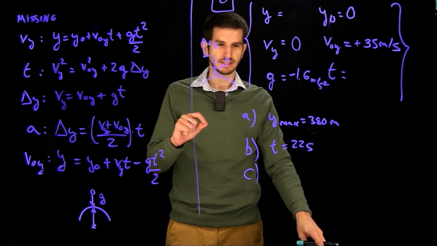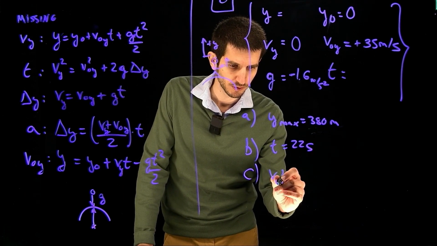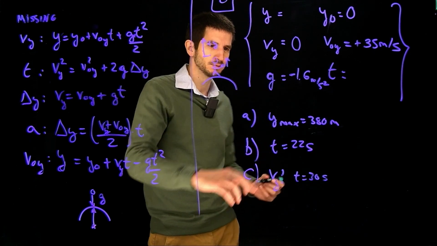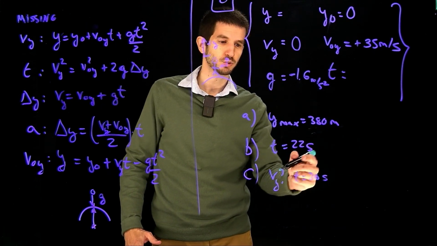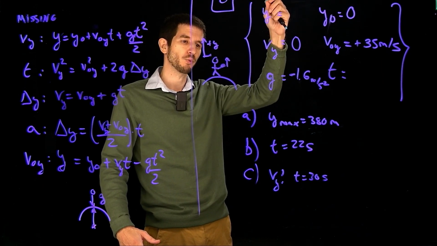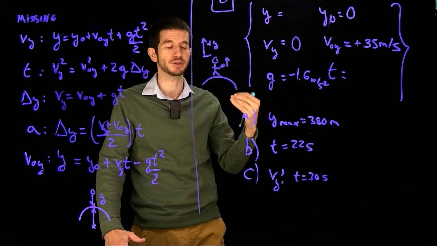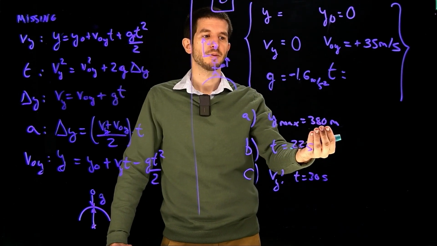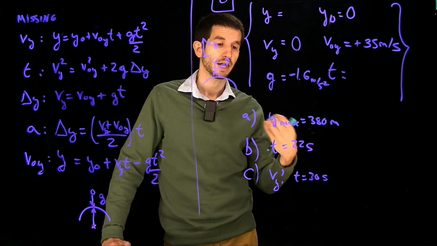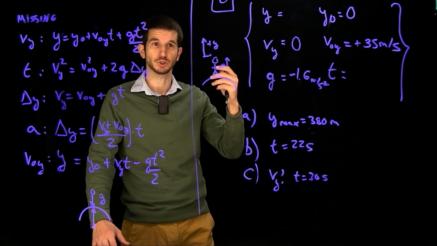Now the next question is asking us, what is the velocity at time t equals 30 seconds? Because we know the maximum height is achieved at 22 seconds, the object is going to go up for 22 seconds and then fall for 8 seconds. We're asking for that velocity, and we immediately know the height is going to be less than 380 meters. If we obtain a solution that is more than 380 meters, we know we got a wrong solution. It's a sanity check.